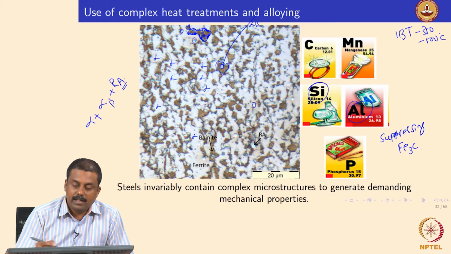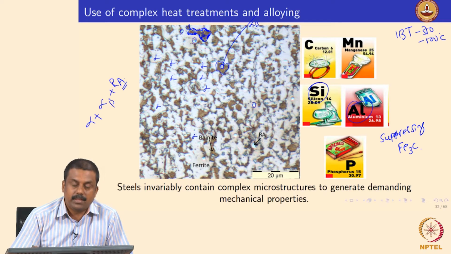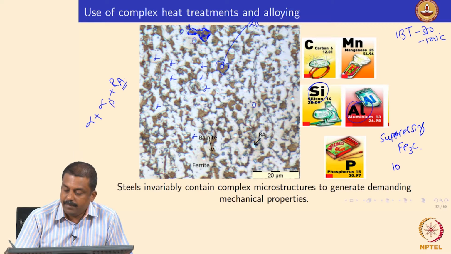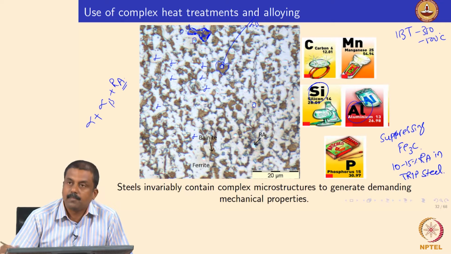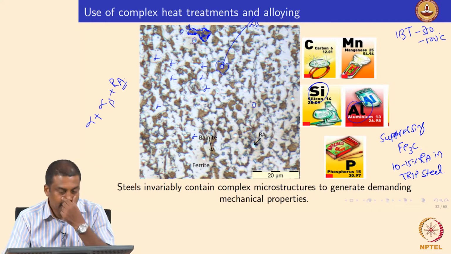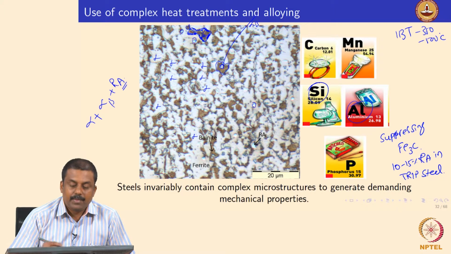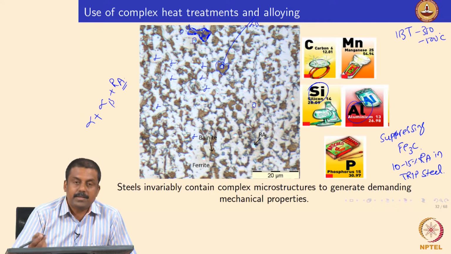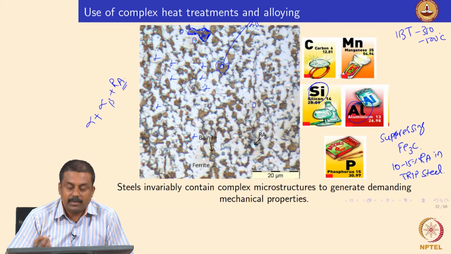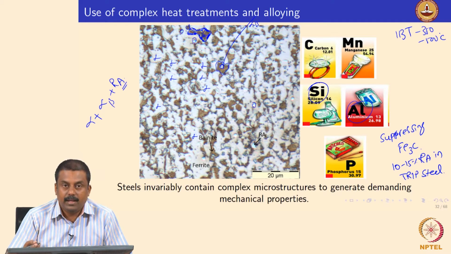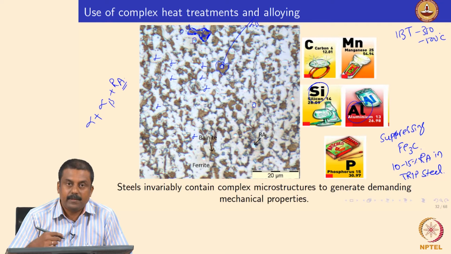The presence of retained austenite is also very critical in this microstructure. Generally, we have about 10 to 15% of retained austenite in TRIP steel. This austenite in the microstructure transforms to martensite upon loading. During this transformation, we enhance the plasticity, and when this austenite transforms to martensite during loading, you also gain some strength and toughness advantage.